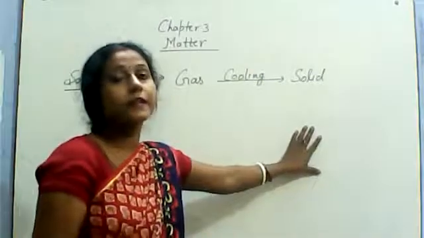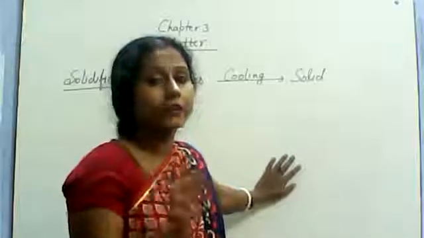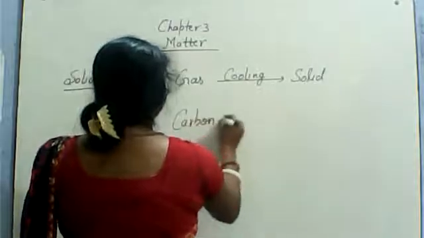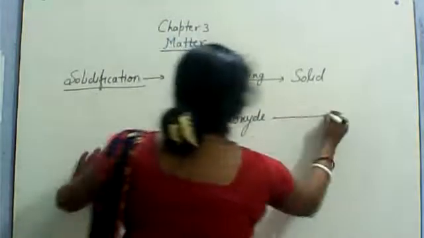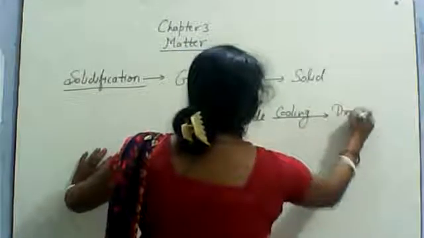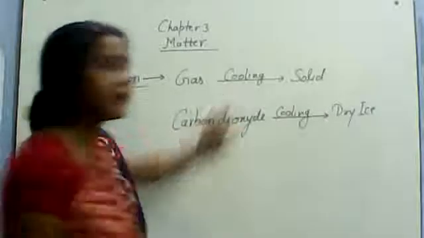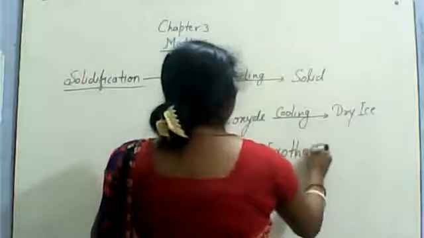It's a very simple example. When carbon dioxide is cooled, on cooling it becomes dry ice. And here heat is released, so it is an exothermic process.